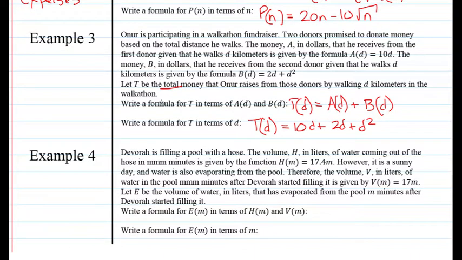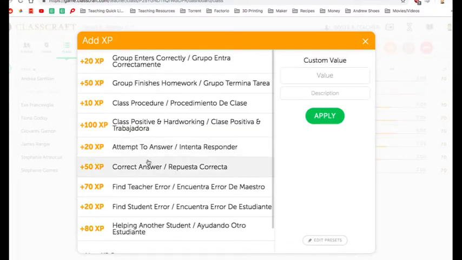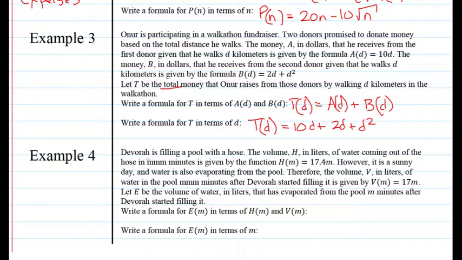Okay. Example 4. Fiona, go for it. The volume H in liters of water coming out of the hose in m minutes. Sorry about that. Khan Academy always pastes 3, so it should just be m minutes. Given by the function h of m equals 17.4 m.